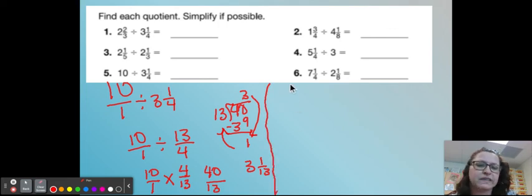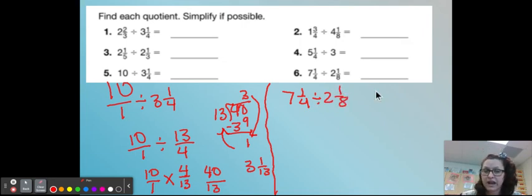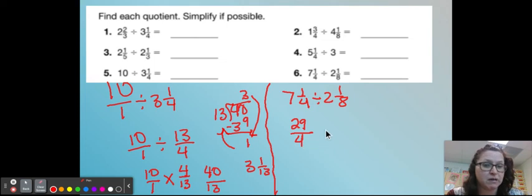Now let's do number 6. I have 7 and 1/4 divided by 2 and 1/8. First thing I have to do is turn my mixed number into an improper fraction. 4 times 7 is 28 plus 1 is 29. My denominator stays the same, so I keep my 4 on the bottom, divided by 8 times 2 is 16 plus 1 is 17. Now I'm going to do my keep, change, flip.